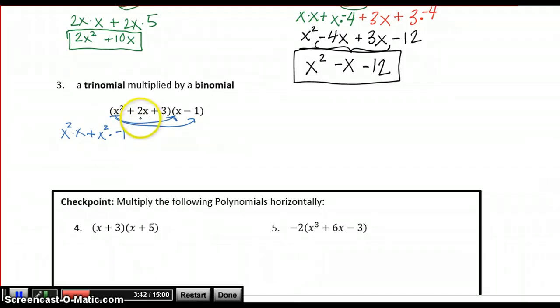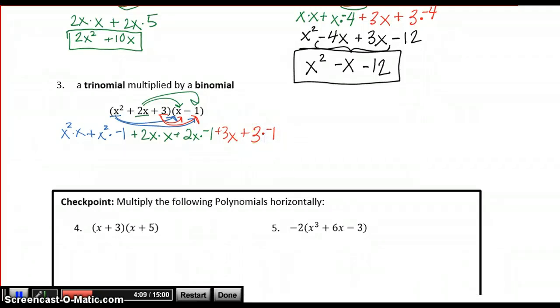We move on to our next term in the first polynomial. We have 2x times x and 2x times negative 1. And last, we have 3 times x and 3 times negative 1.